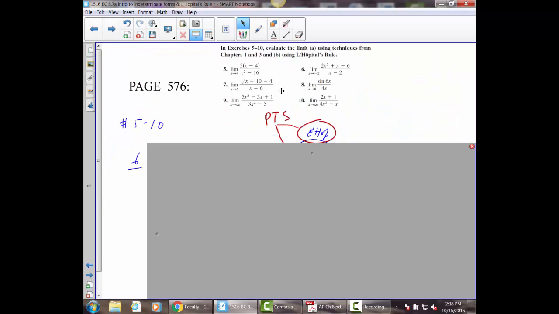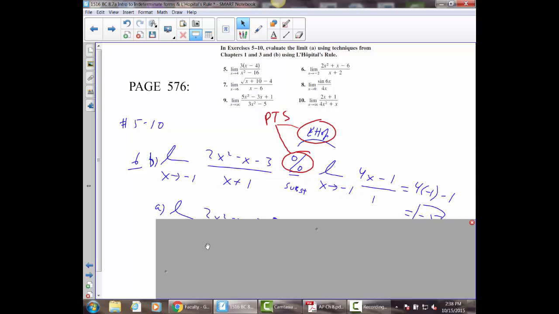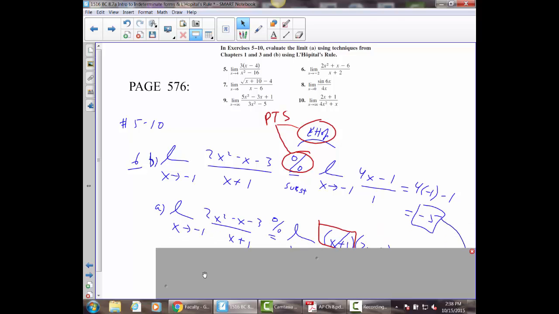So here's out of the book, numbers 5 through 10. They're actually asking you to do it two ways. Use the techniques from chapters 1 and 3, and then use L'Hopital's rule. You'll start any of these by finding the limit by substitution. If I do the first one, number 6, I'm going to do it with L'Hopital's first.